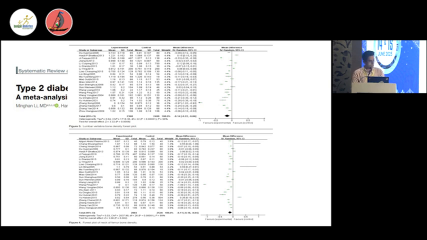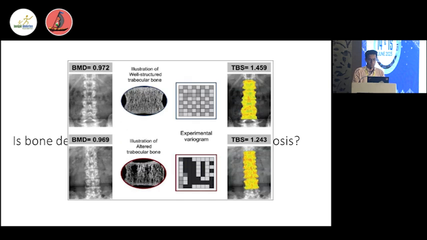I have already told earlier that type 2 diabetes can have normal, lower, or higher BMD, but their fracture risk is high. There is no doubt about that. There are a lot of studies and meta-analyses. I have just taken the latest meta-analysis from 2024, which shows lower bone mineral density in the lumbar spine and femoral neck compared to healthy age and sex matched controls.